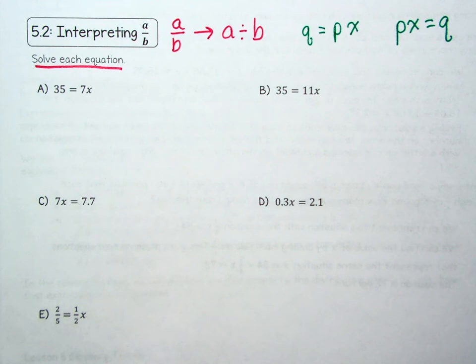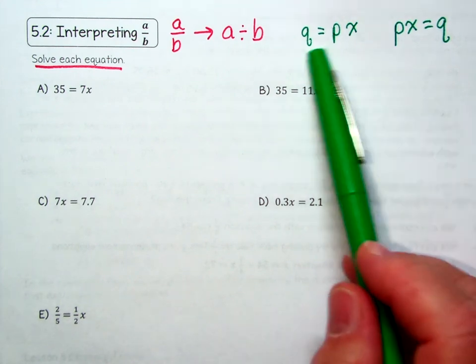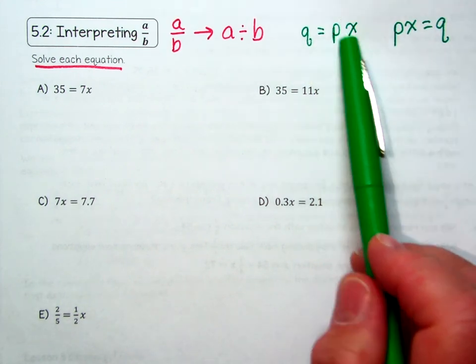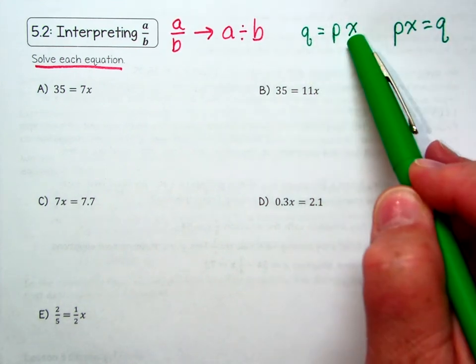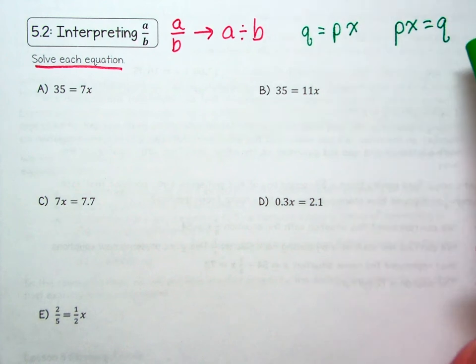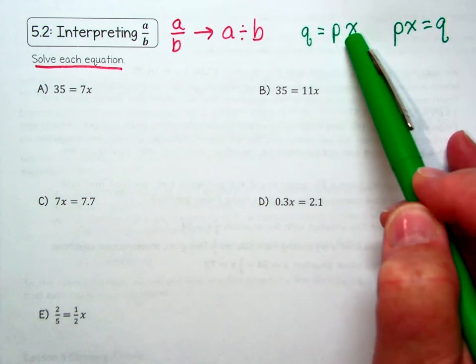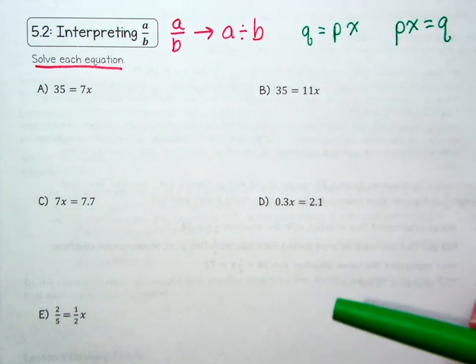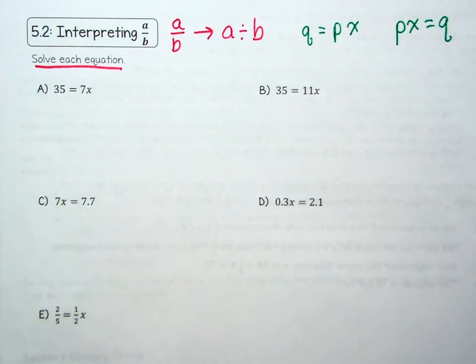And we saw in the previous activity, these could be solved by whatever was multiplying the variable. You needed to divide both sides by that number. That number multiplying the variable has a special name. It's called coefficient, and we'll get to that later. But anyhow, let's start looking at these equations.